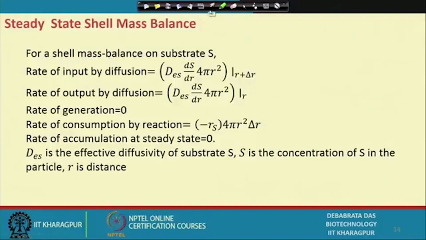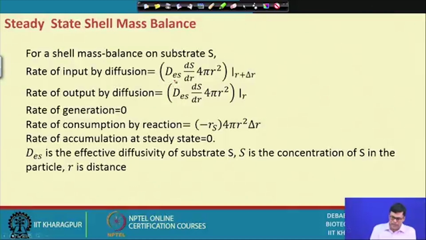Now, the rate of input will be equal to D_es, where D_es is the diffusivity, times dS by dr times 4 pi r squared, because since we are considering a spherical particle, the surface area of the sphere is 4 pi r squared. So this is at r plus del r, and what is the output that we have? This is at r.